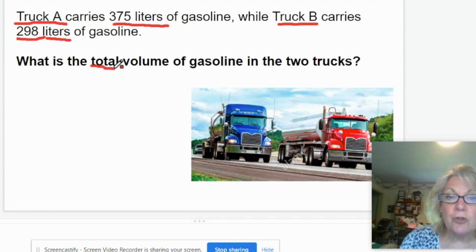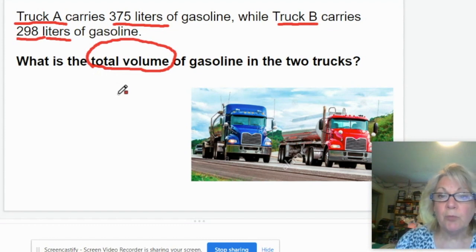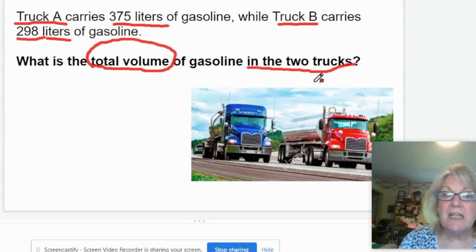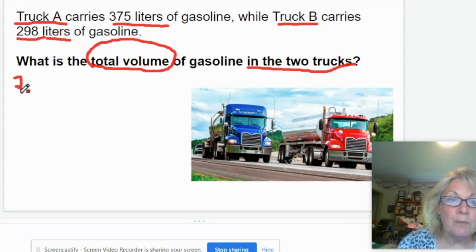So I'm going to circle total volume because that's a clue if I'm going to add, subtract, multiply, or divide. In the two trucks. So ding, ding, ding. I know when it says total in two trucks, they're putting it together. So already I know from my past experience of word problems that this is going to be an addition problem. We haven't done 3-digit addition in a while, and one of my favorite go-to strategies is expanded form.